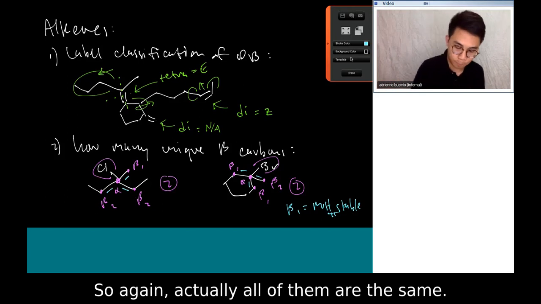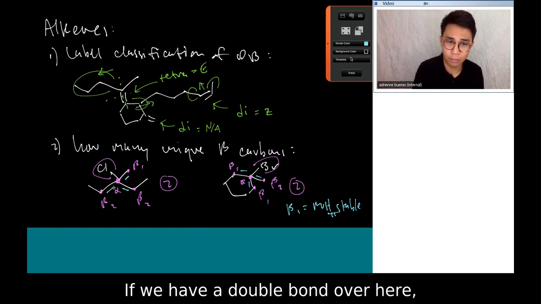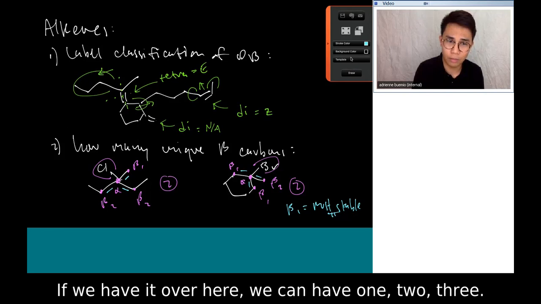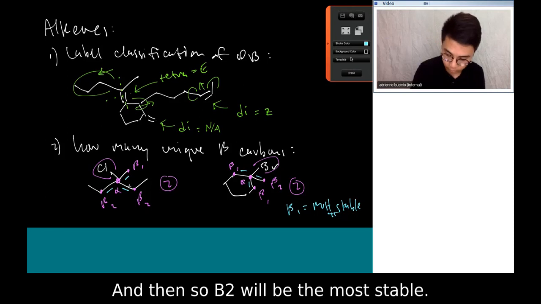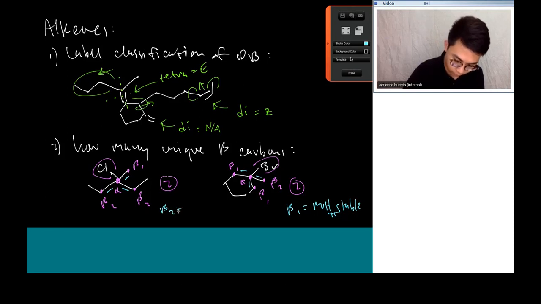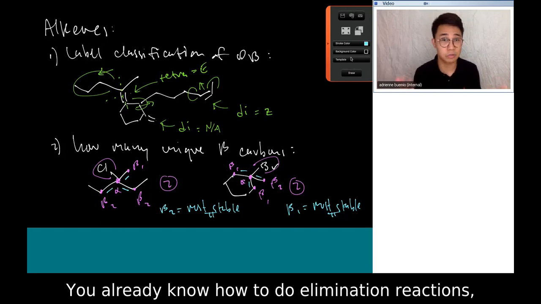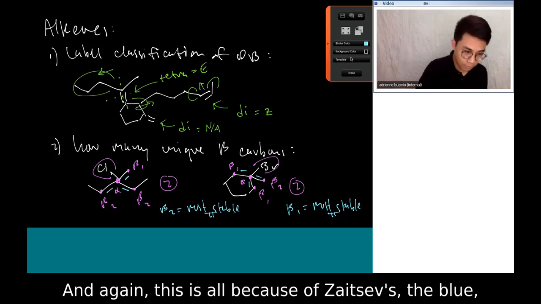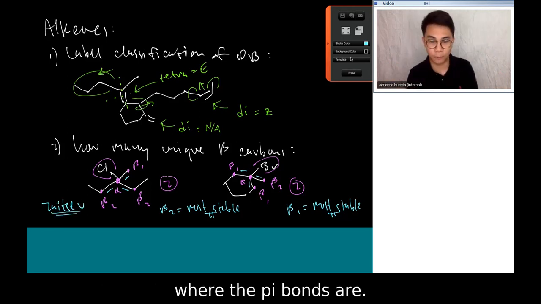So again, actually all of them are the same, right? If we have a double bond over here, we can have 1, 2, 3. If we have it over here, we can have 1, 2, 3, and so B2 will be the most stable. Most stable pi. So things like that. So you already know how to do elimination reactions, right? Where to put that pi bond. And again, this is all because of Zaitsev, the blue, right? Where the pi bonds are.